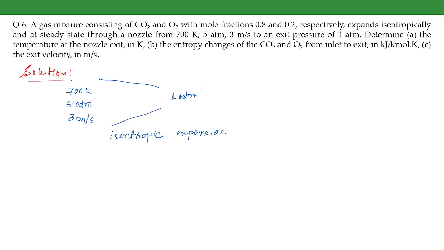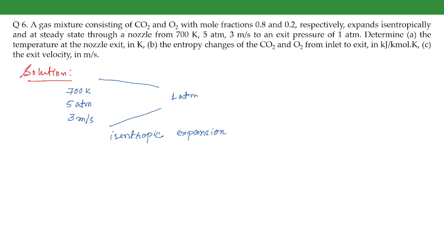So this is basically the nozzle, and the mixture of carbon dioxide and oxygen is entering at 700 Kelvin, 5 atmosphere and 3 meter per second. It undergoes an isentropic expansion process wherein the pressure decreases from 5 atmosphere to 1 atmosphere. In this process we have to determine the final temperature of the mixture at the exit, the exit velocity, and the entropy change associated with the process.